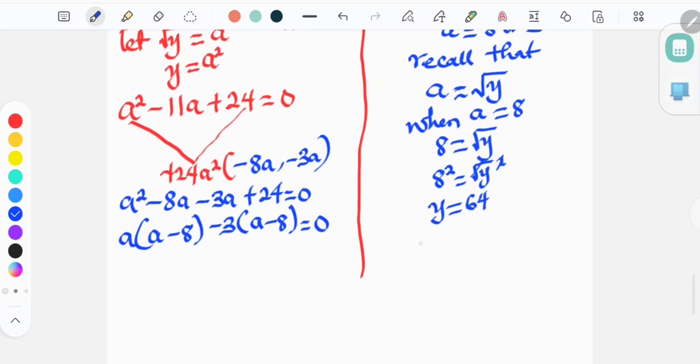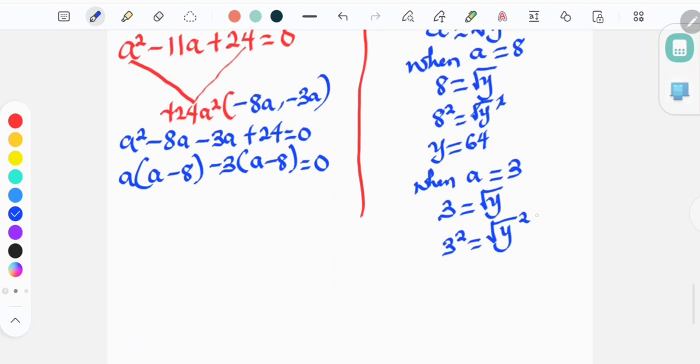And that's not all. We also got that when a equals 3, so we also have that 3 equals the square root of y. And what that means is you square both sides as well. So you have 3 squared equals the square root of y squared. And by the time you have this, your y equals 9. So what that means is the values of our y are 9 or 64. All right, so that's the answer.